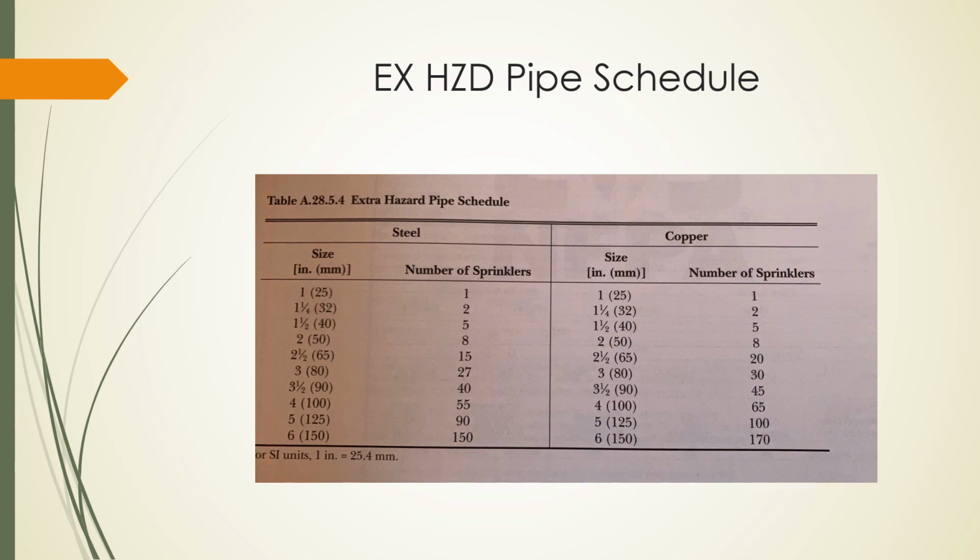Here is the extra hazard pipe schedule system. It's pulled from the annex of NFPA 13 2022 edition, 28.5.4, and that's the 125 system that we spoke about. You can see the difference. If you recall, there would be 4-inch provided fed to 100 heads, and in this case feeds to 55 heads. You can see that it's a much more robust system. Were you able to find all that? Let me know.